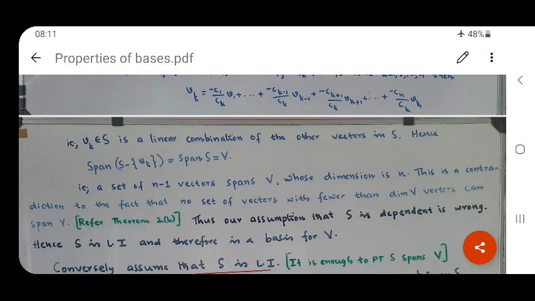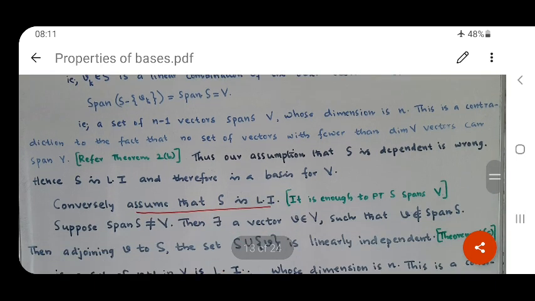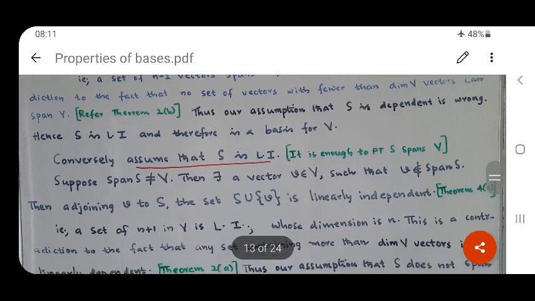Okay, therefore S is linearly independent and hence is a basis. Conversely, assume S is linearly independent. So it is enough to prove that S spans V.